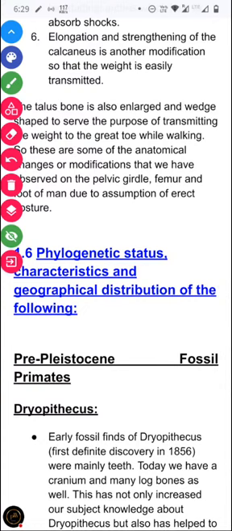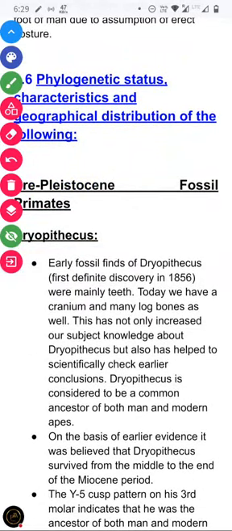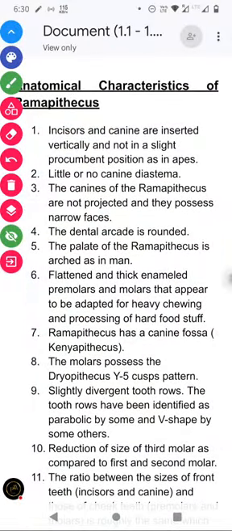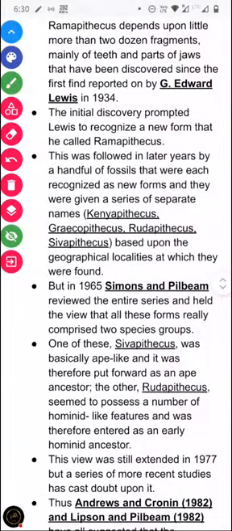And this is the 6th chapter: phylogenetic status, characteristics and geographical distribution of the following, that is the primate characteristics and phylogenetic status of human evolution, from Australopithecus, Gigantopithecus, Sivapithecus, Ramapithecus, Homo habilis, Homo erectus, Homo neanderthalensis, Homo denisovan, and finally the modern human Homo sapiens. Remember this. From this chapter we will study the fossil evidences. We will cover that in the next chapter, in the next lecture.